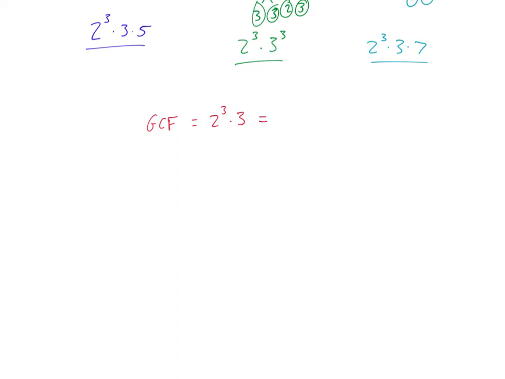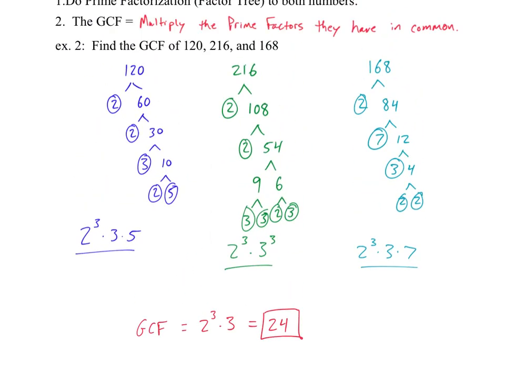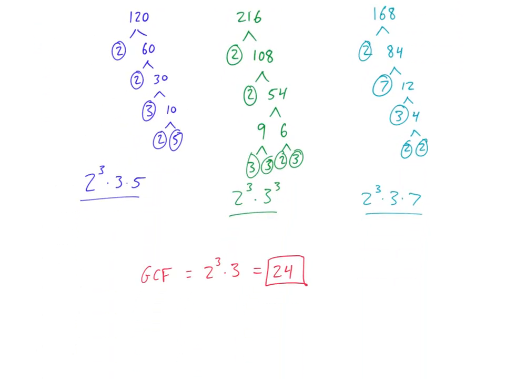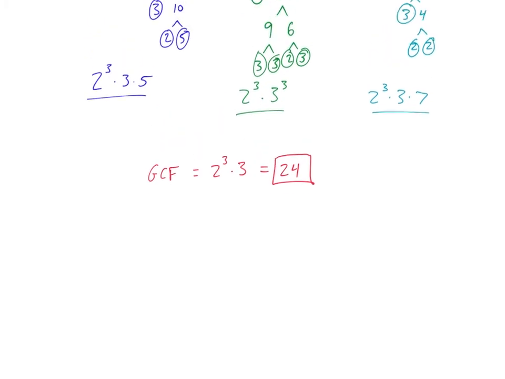So 2 to the 3rd times 3, 2 to the 3rd is 8, times 3 is 24. So greatest common factor is 24. And if we would go through and list all those factors like we did up here in way number 1, that would totally give us the same answer, just would be quite a bit more work.